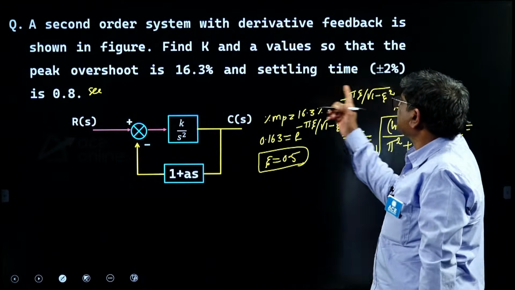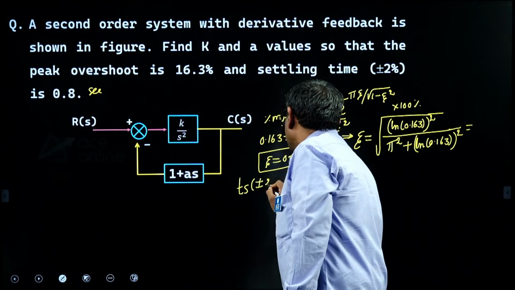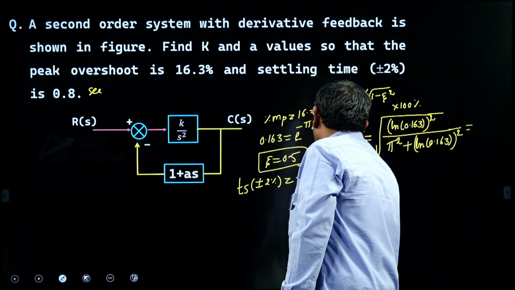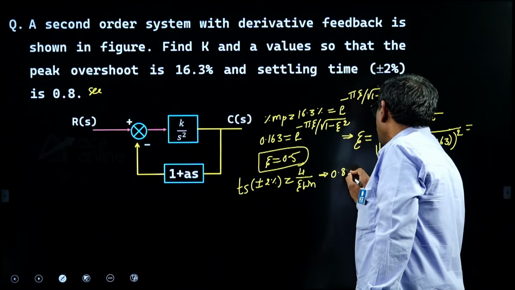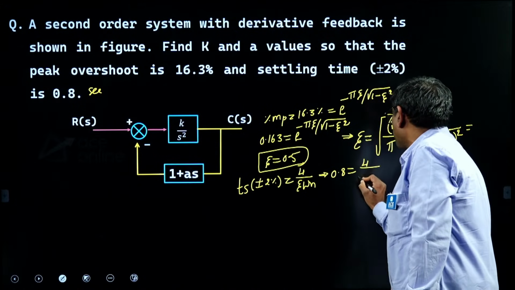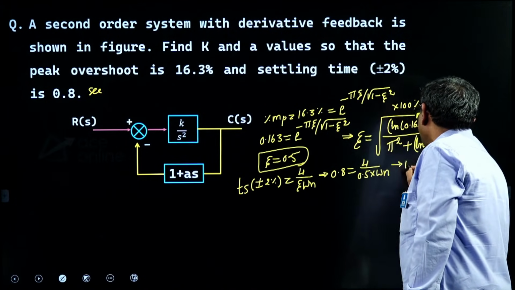Next, what is given? Settling time is given. So Ts for plus or minus 2%. What is the formula for plus or minus 2%? 4 by zeta omega n. How much is given? 0.8. 0.8 equal to 4 by zeta omega n. What is the zeta we got? 0.5 into omega n. Get the value of omega n.